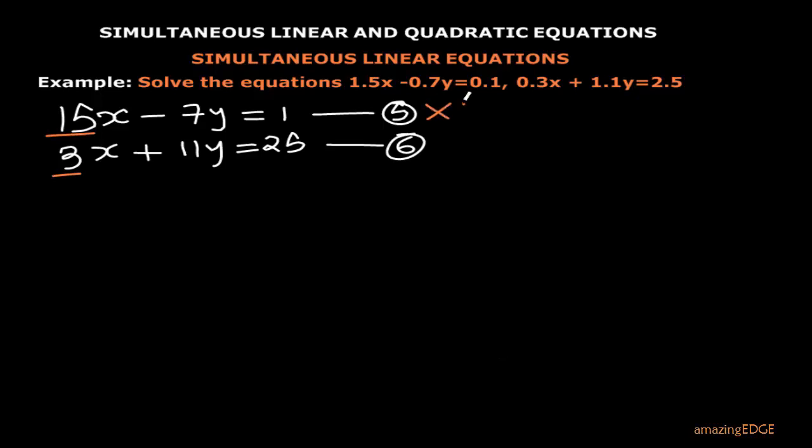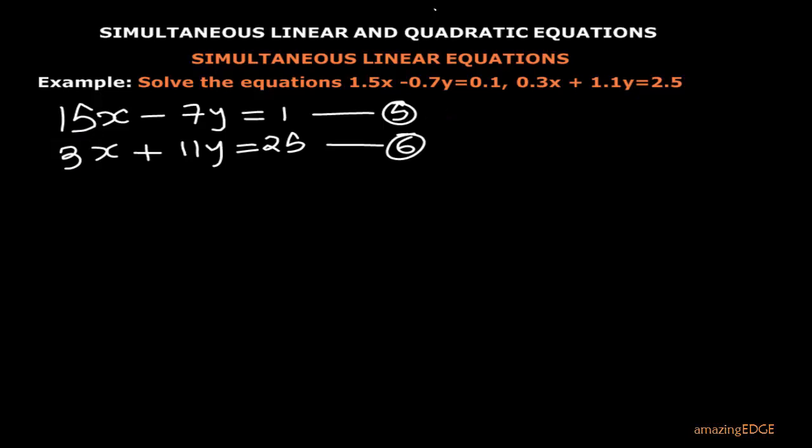If you allow equation 5 the way it is, that is just multiplying by 1. Then you multiply equation 6 by 5. The reason is that 5 times 3 makes 15, so it will coincide with what you have there, so that you can now eliminate x. That is in the case of eliminating x.